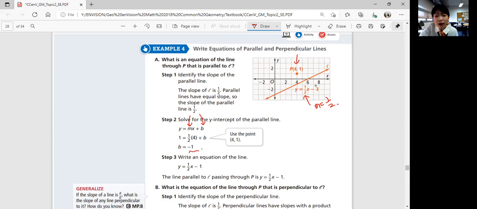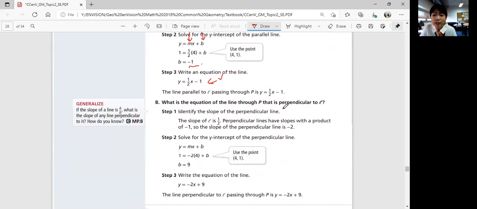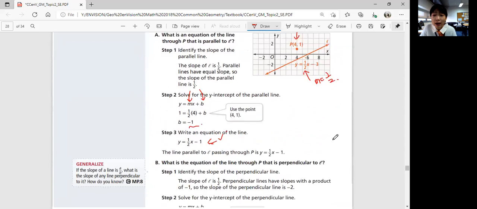So now you have a slope and a y-intercept. You can write an equation of the line. y equals 1/2x minus 1 is your parallel line that goes through point P, and it's parallel to line L. Okay, what about the equation of the line through P that's perpendicular to L?